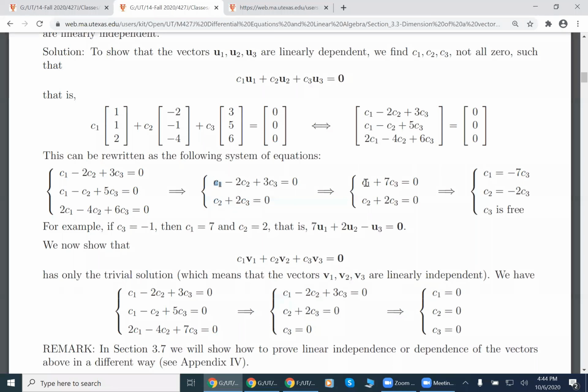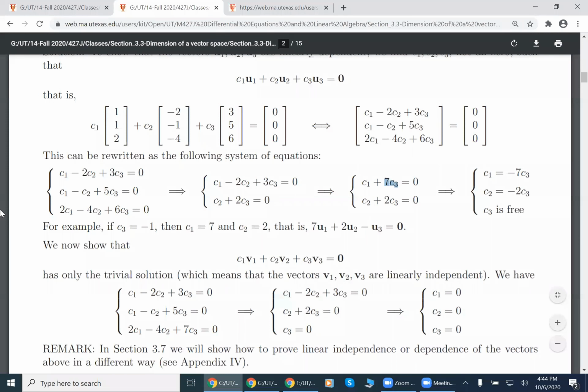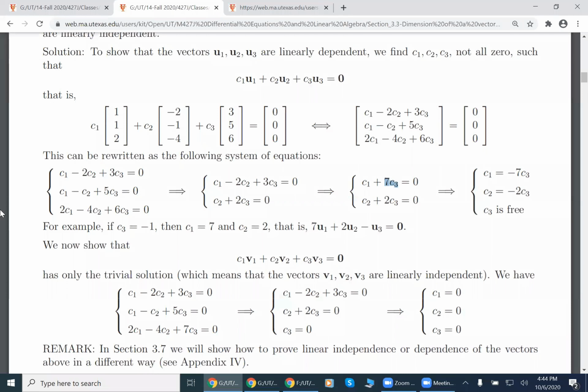C1 is unchanged. Negative 2C2 plus 2C2 is 0, disappears. 3C3 plus 4C3, 4 because we multiplied by 2. 3C3 plus 4C3 is 7C3. Did I answer your question? Yes, thank you so much.